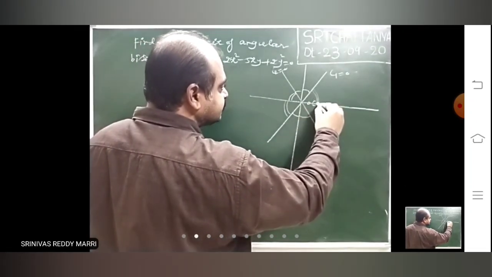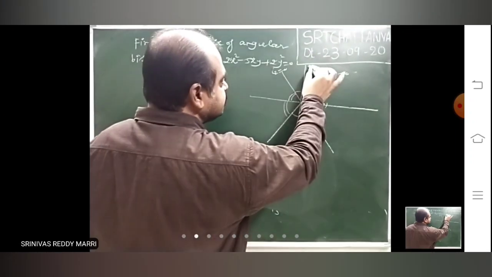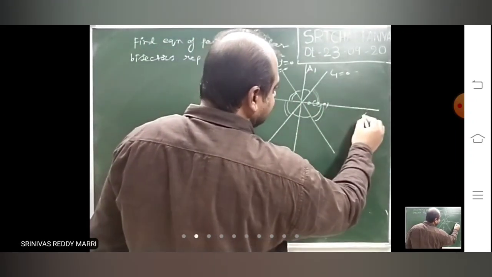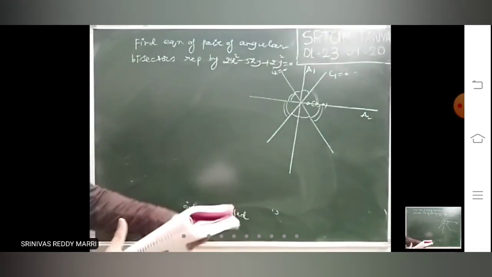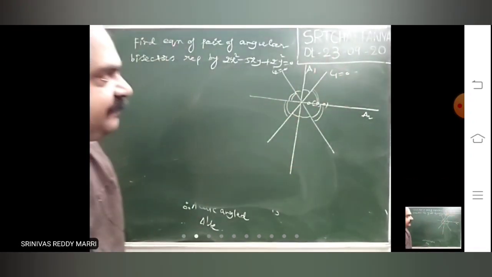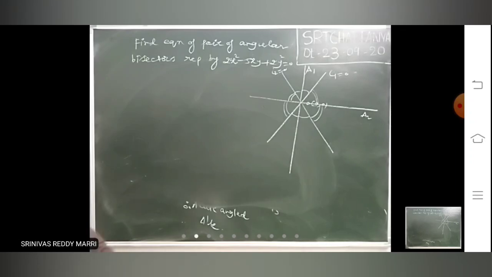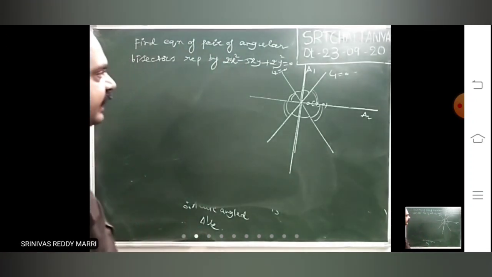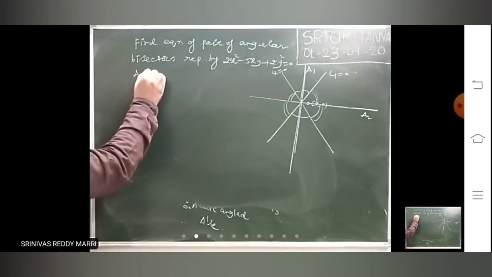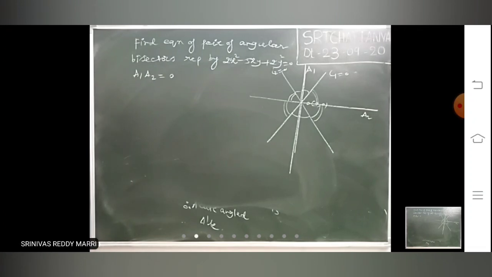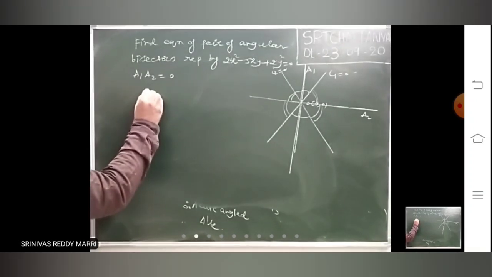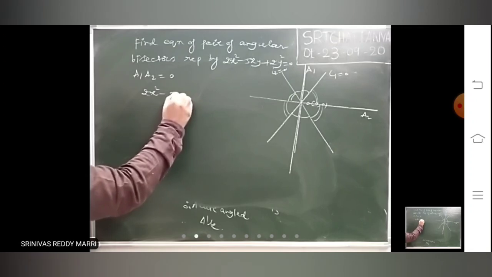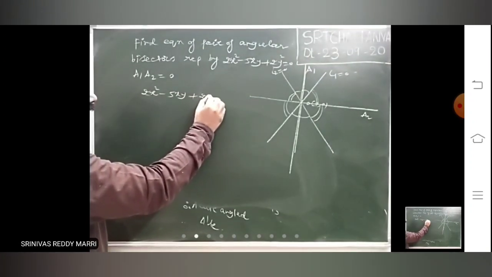These are angular bisectors. In straight lines already we have discussed. So this is angular bisector 1, angular bisector 2. Obviously angular bisectors will also pass through intersection point of L1 equal to 0 and L2 equal to 0. Now he is asking pair of lines represented by A1 and A2. So what is that? A1 into A2 equal to 0. Pair of lines means we will find the two lines and then we will write the combined equation.